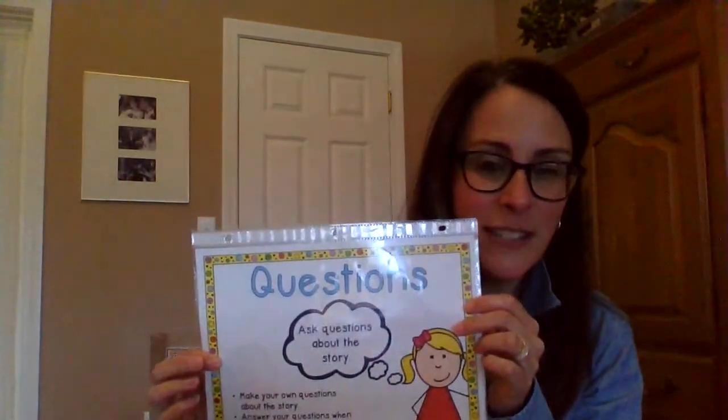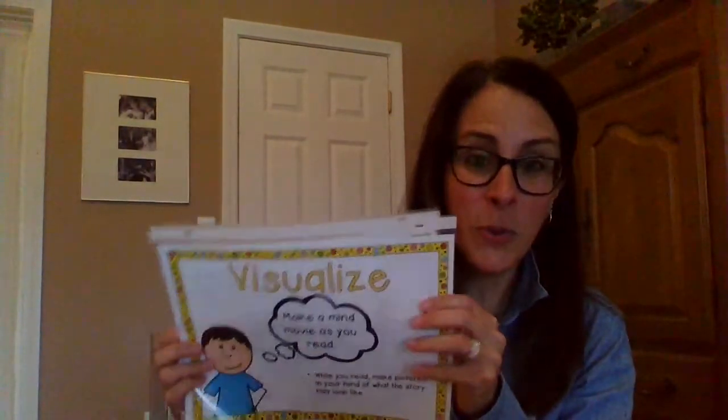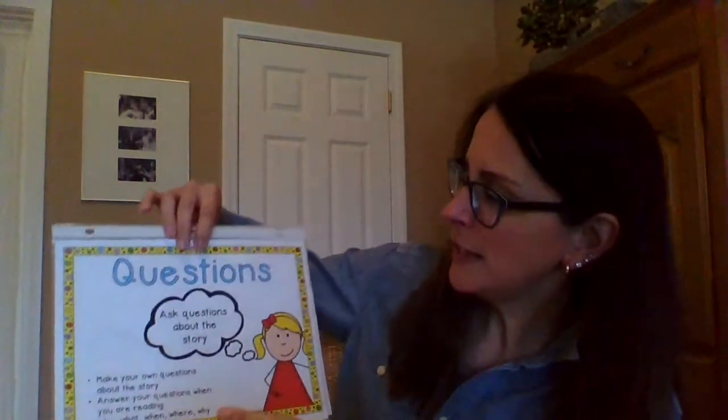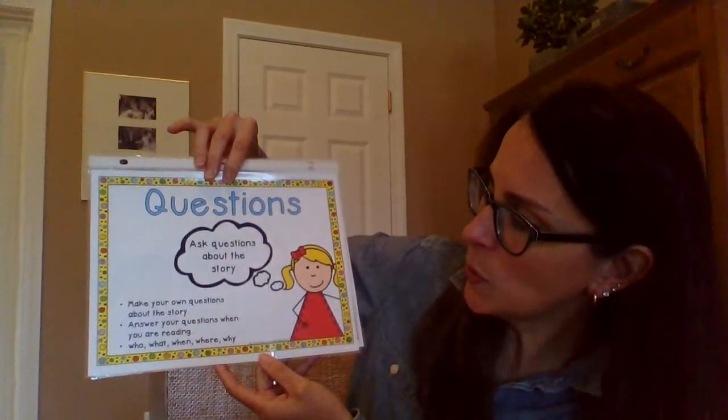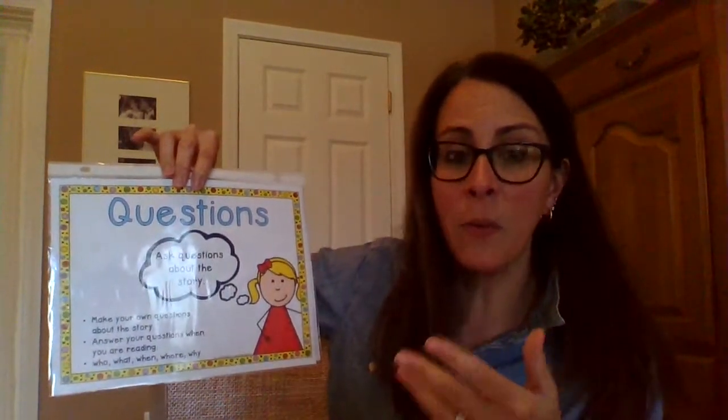The comprehension strategies I'm going to work with you on today are going to be questions and visualizing. Let's go over questions first. Questions is when you ask a question about the story. You make up your own questions about the story, you answer your questions when you are reading, and they usually start with words like who, what, when, where, why, how many, or phrases like I wonder.